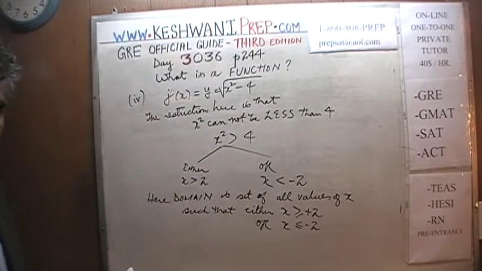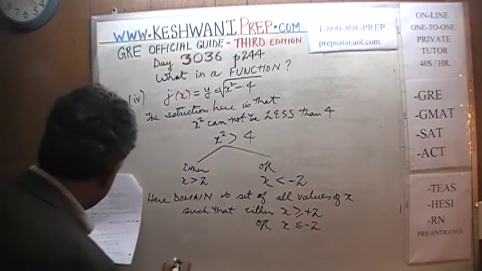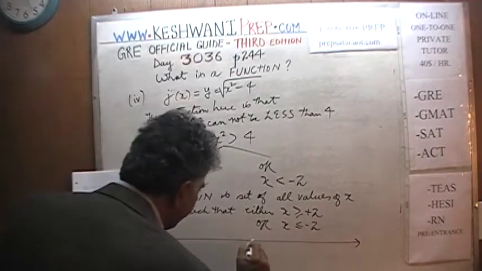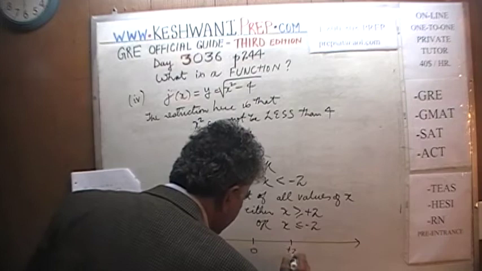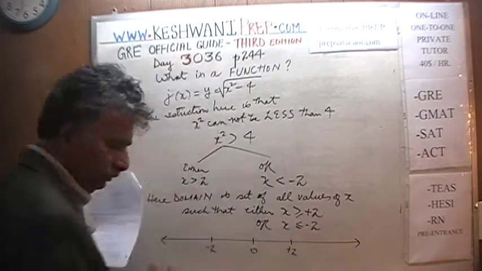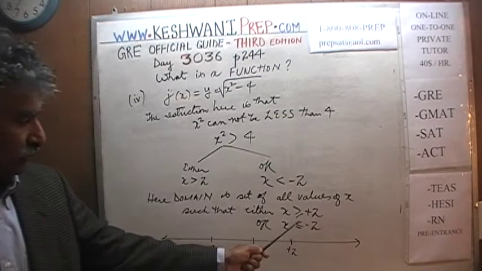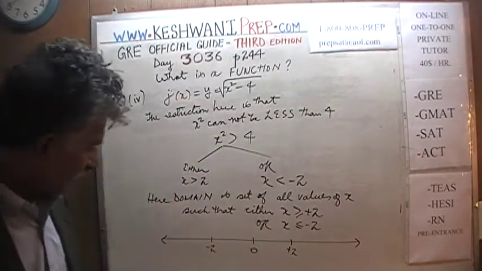And if you wanted to show the domain on a number line, it will look like this. There is a number line here, goes either way, there is a 0, there is a negative 2, there is a positive 2. And since it's allowed to be equal to, it's okay for it to be equal to negative 2 or positive 2, because in either case, we'll end up with a 0 under the square root sign.